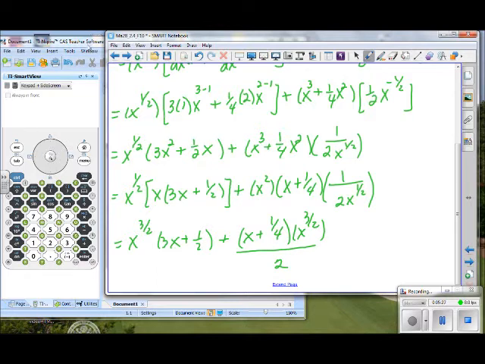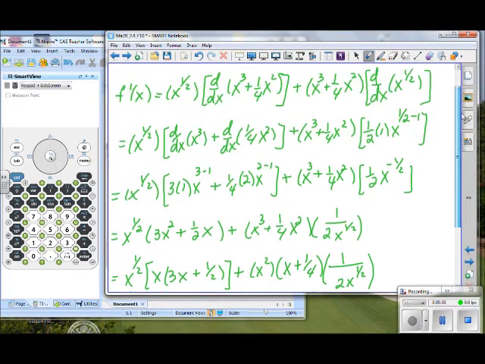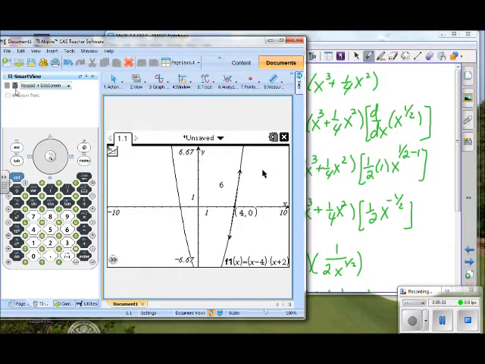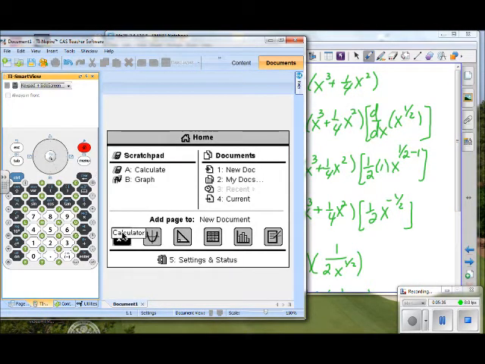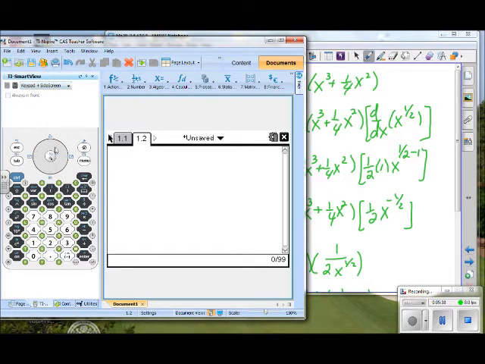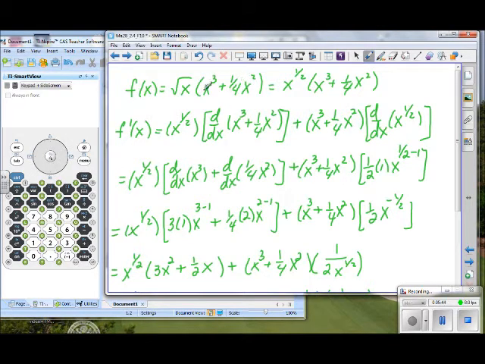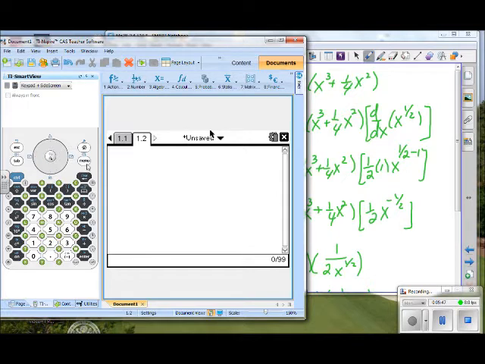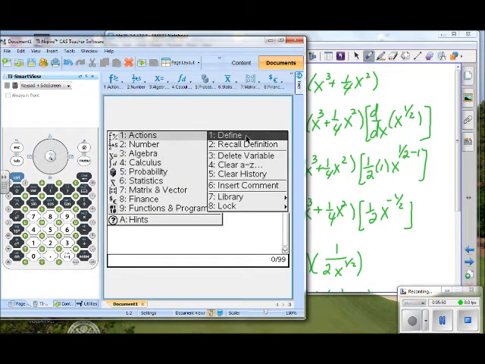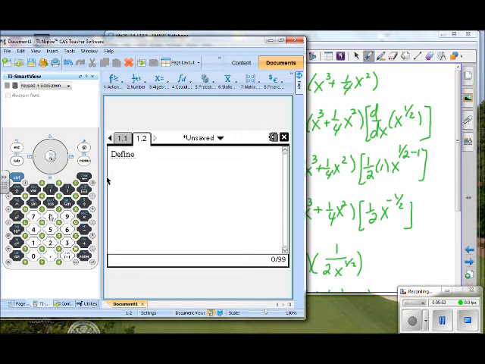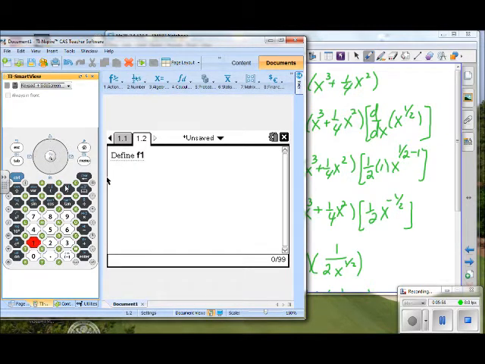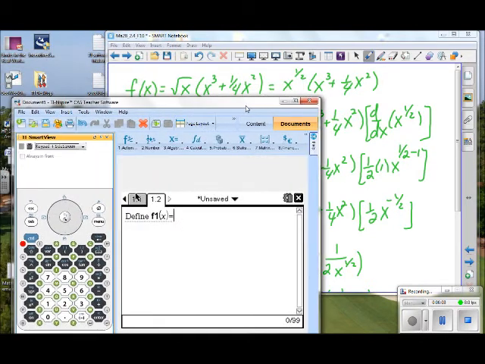Now it's a problem like this that we probably should go back and check on the Inspire. So let's take the Inspire. Let's pick up a calculation page. We're going to go back to our original problem here, and I think the first thing I'll do is to define that function, and so we'll define f1 of x to be equal to, I'm going to move this down so I can see that a little better.